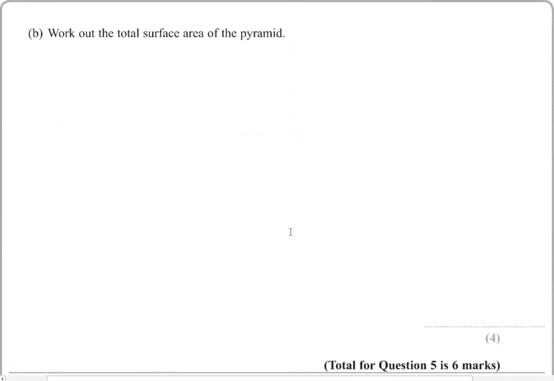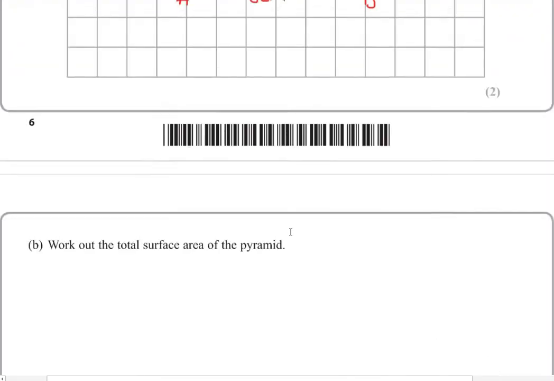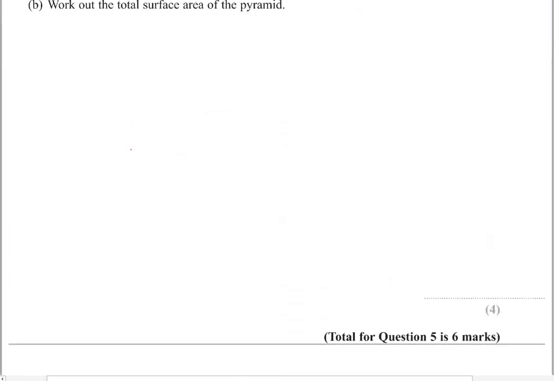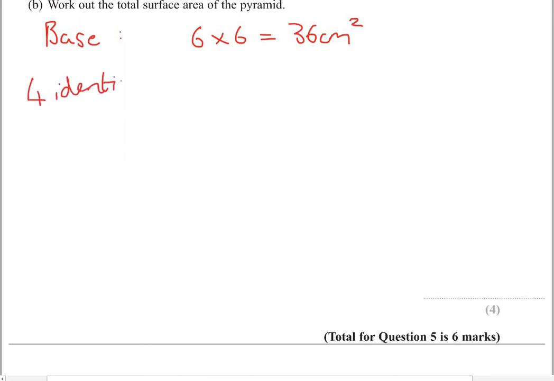Right, work out the total surface area of the pyramid. So let's go back. Well, we can do the base for starters. The base is going to have 6 times 6 area. So base, 6 times 6, which equals 36 centimeters squared, because it's just a square. And then we have 4 identical sides.